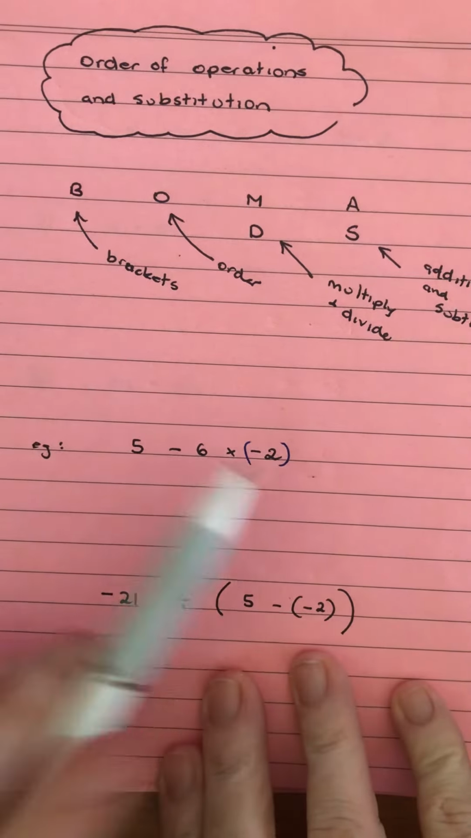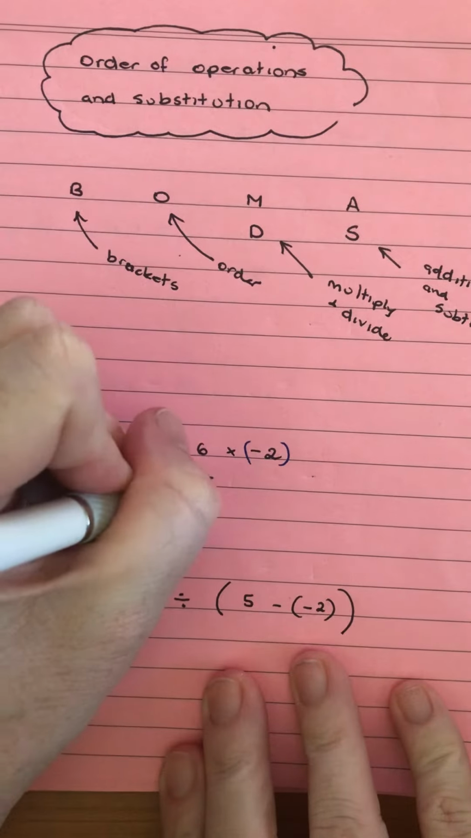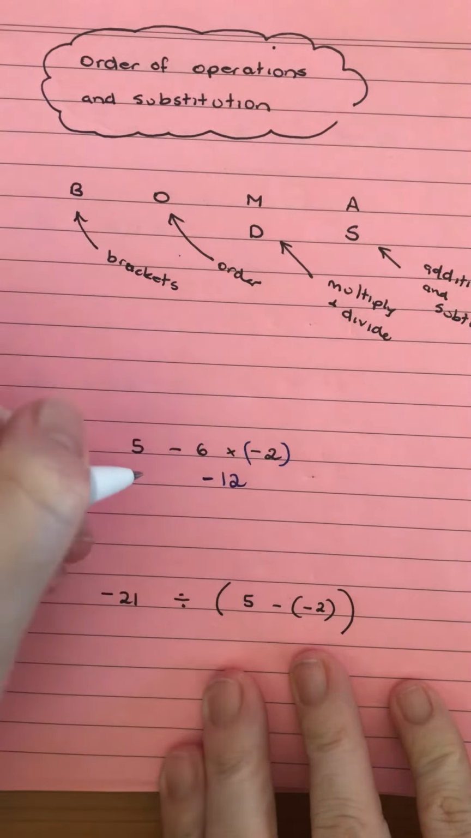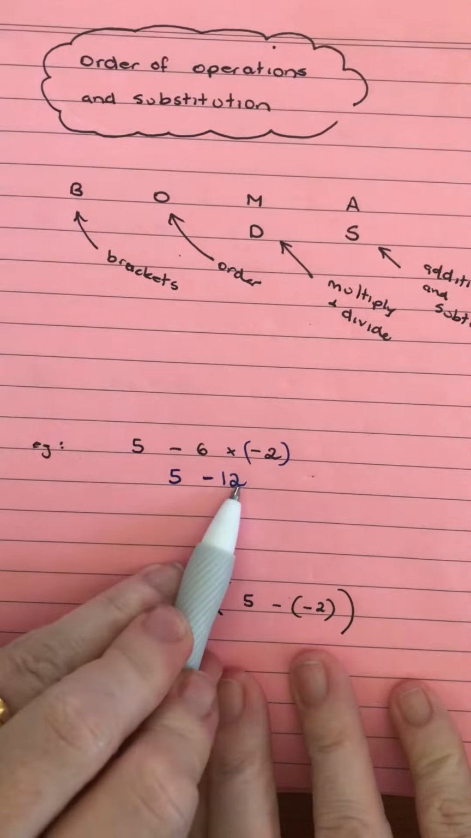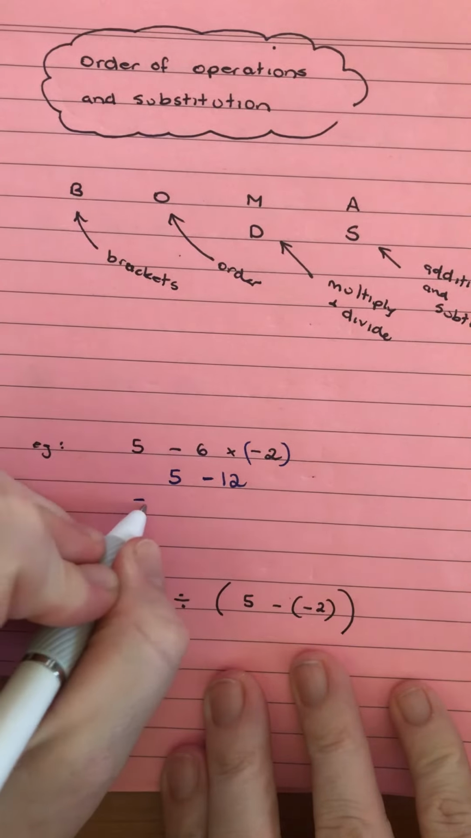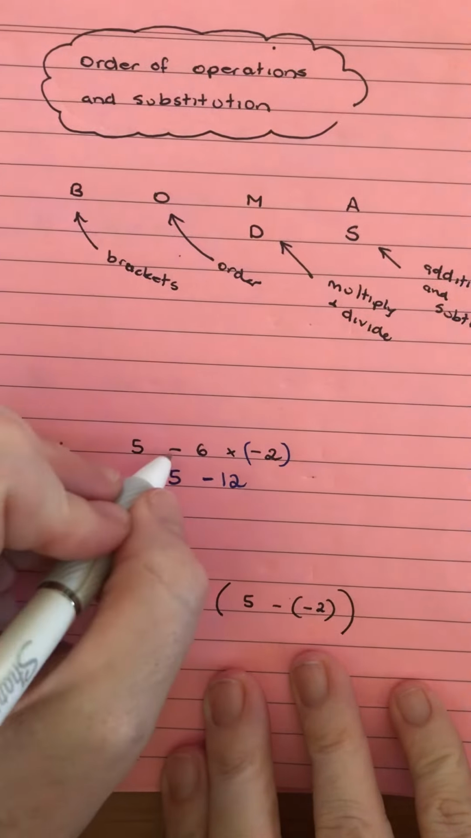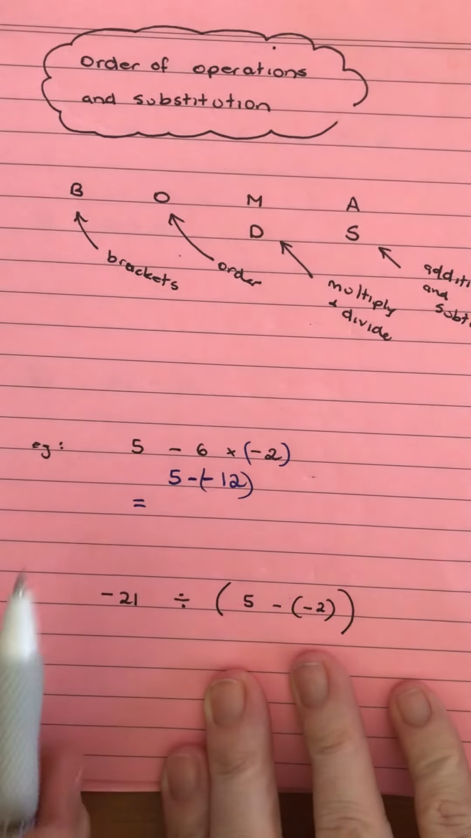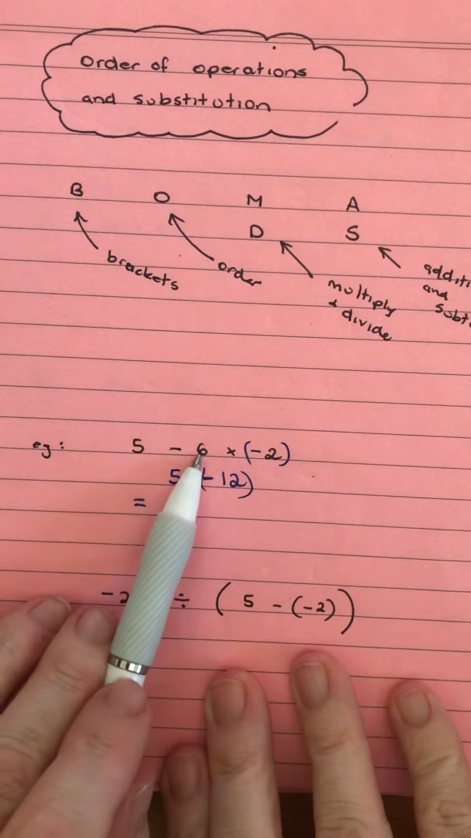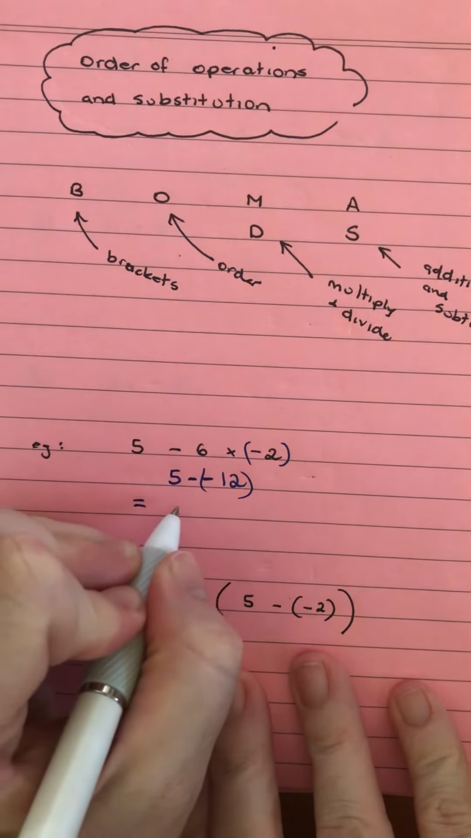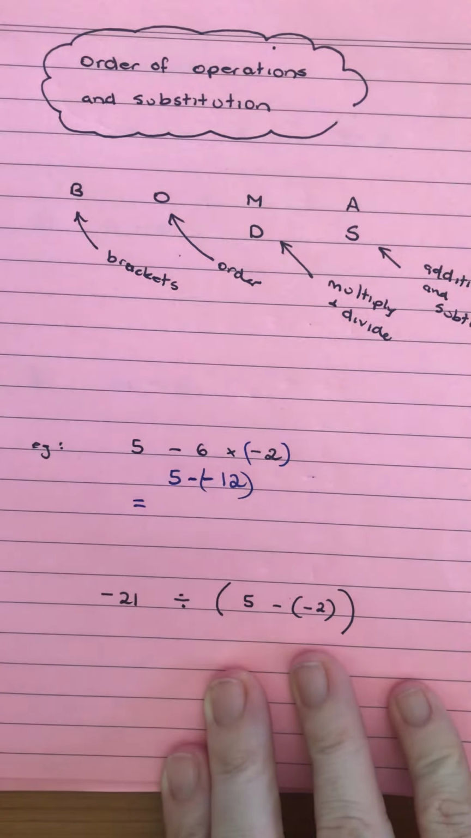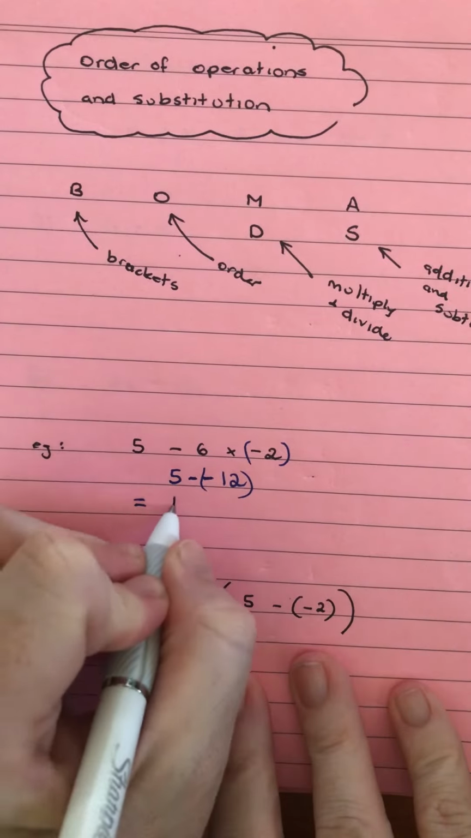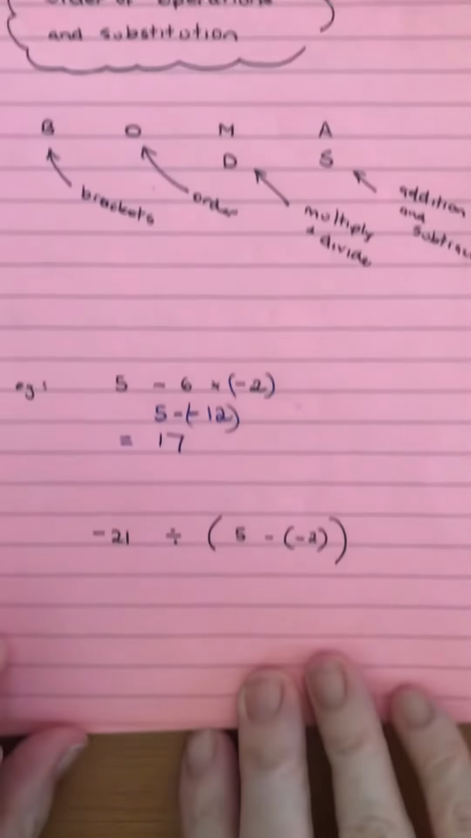So 6 multiplied by -2 is going to be -12. And we've got 5 take away -12. Because we're taking away the 6 times the -2, so that becomes 5 plus 12. And 5 plus 12 is 17.